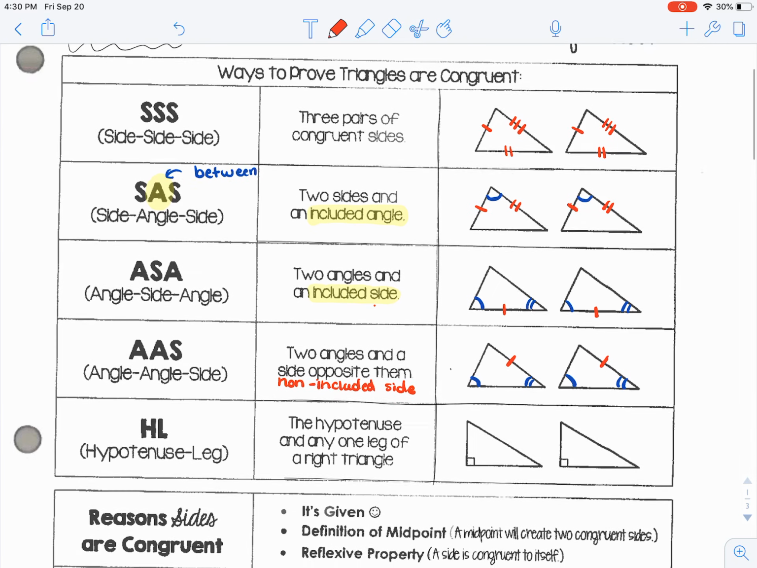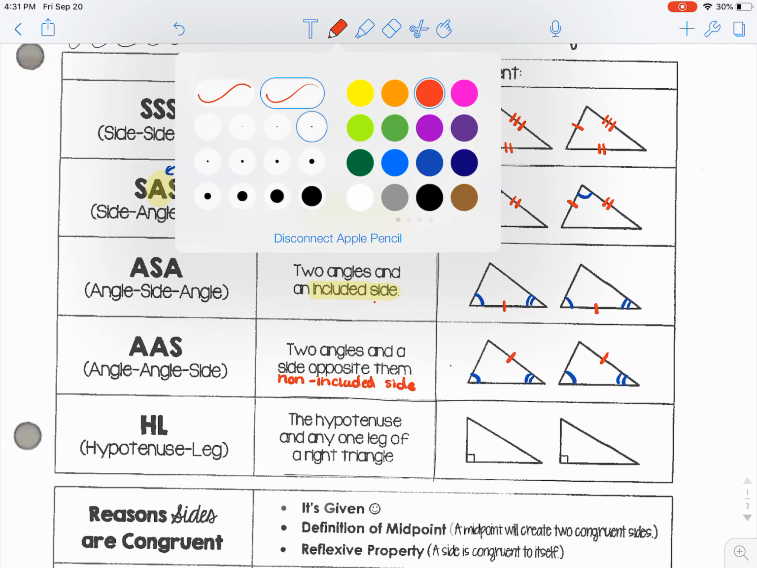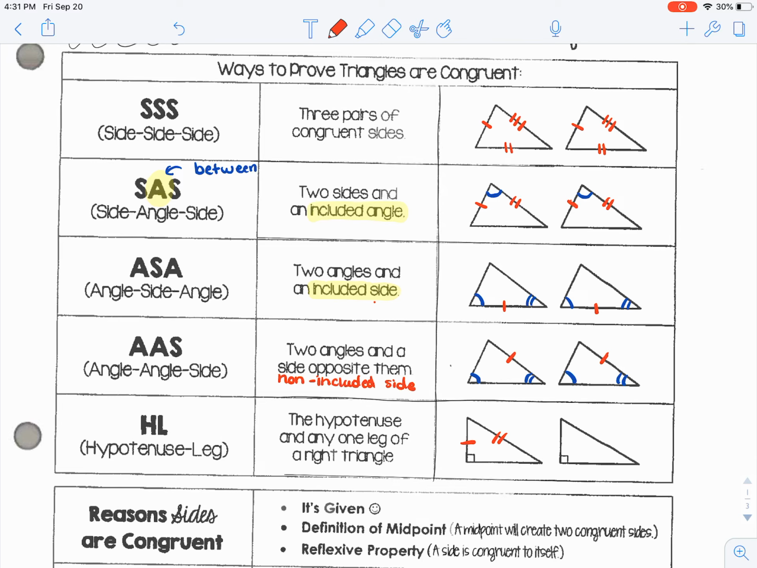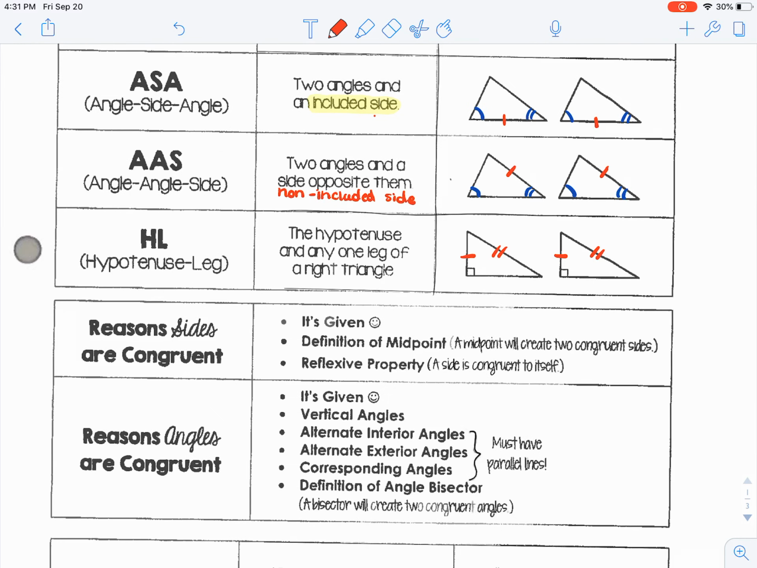The last shortcut that we learned to prove triangles congruent is the hypotenuse leg congruence theorem. If the hypotenuse and leg of one right triangle are congruent to the hypotenuse and leg of another right triangle, then the 2 triangles are congruent. So we learned all of these properties and then we practiced some proofs. And there are some proofs in our notes.